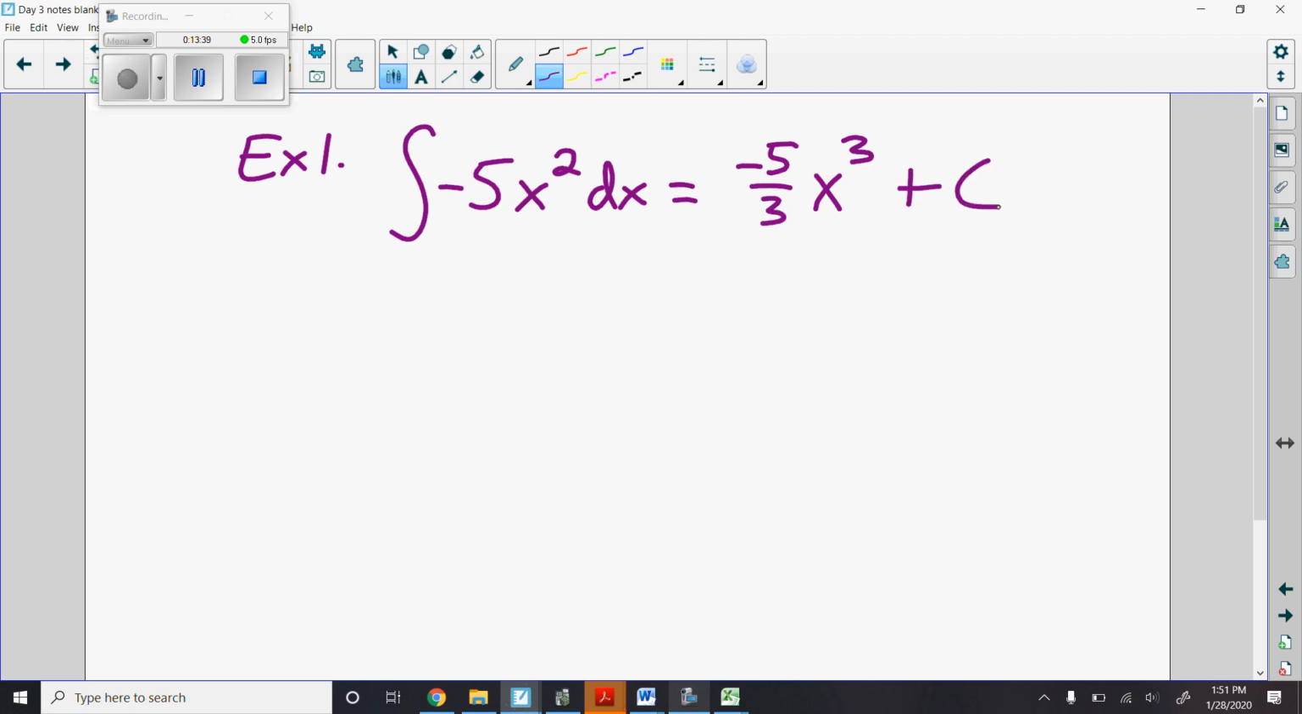plus c. Again, if I did that derivative there, -5/3 x cubed, when I do the derivative, I'd take that 3 and multiply it. Well, the 3's are going to cancel to make it -5x squared. The plus c goes away when I do the derivative, and I get -5x squared. Example 2.